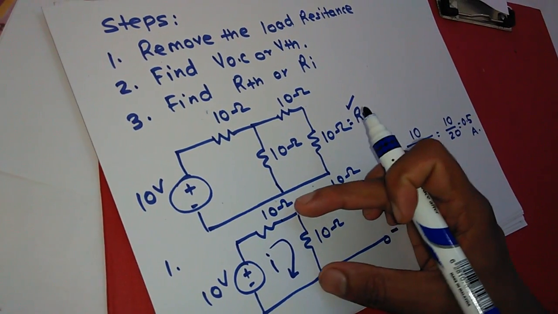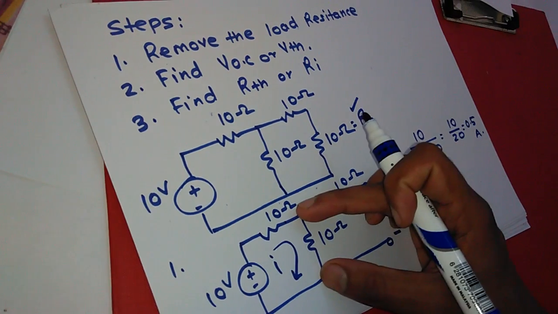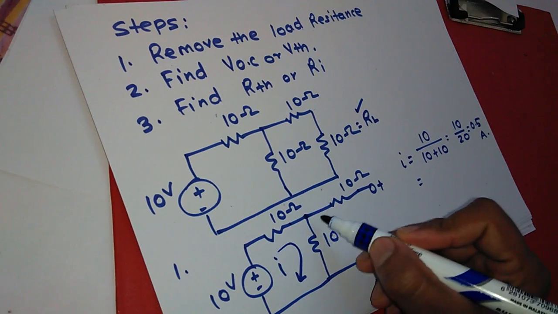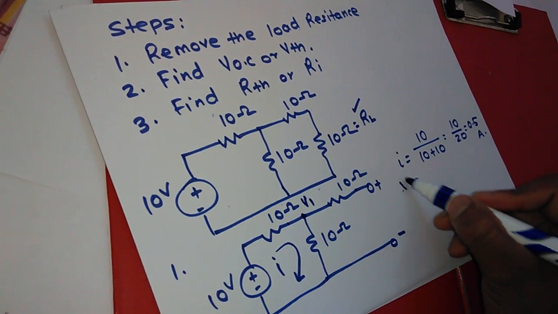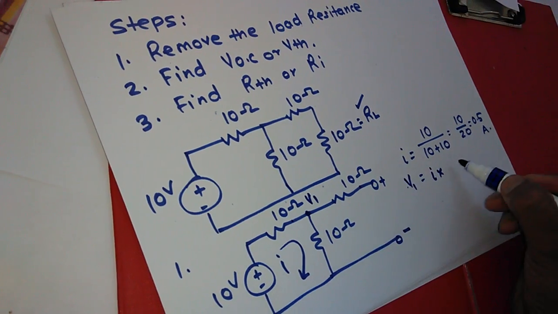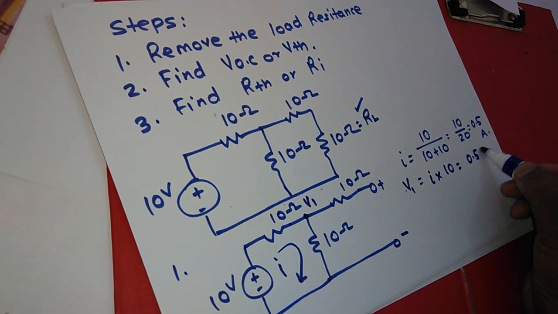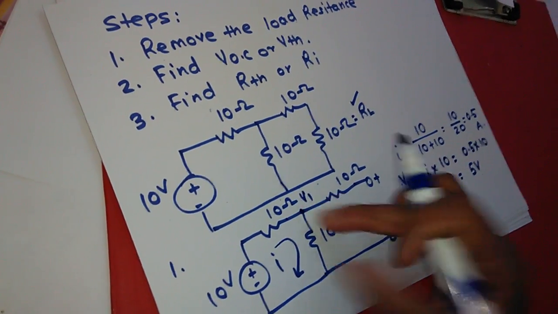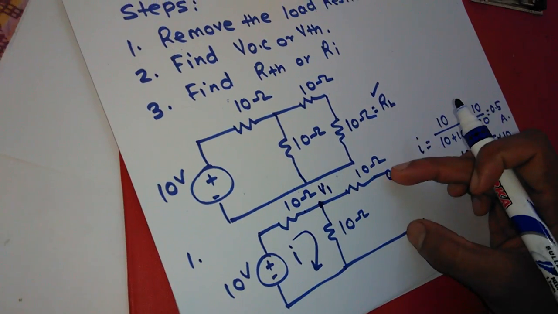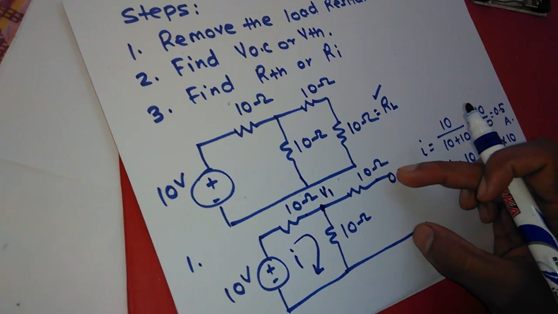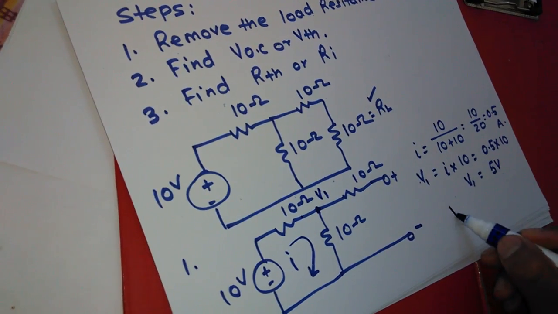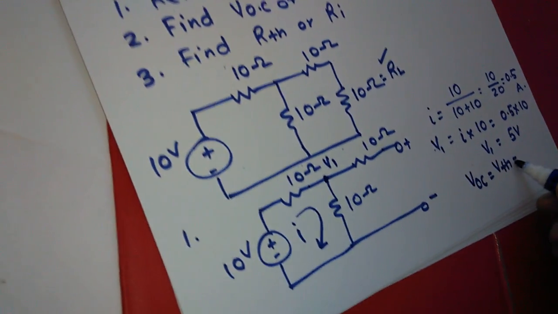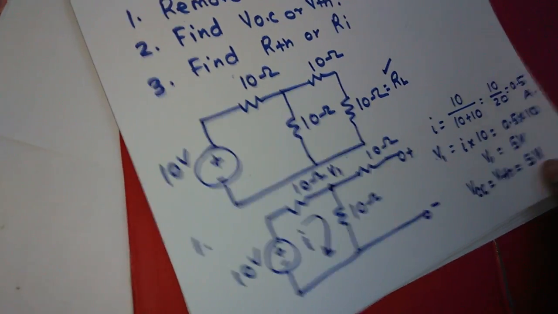So we can find out the drop across the 10 ohm resistance, and that will be V1. V1 is equal to I into 10, that is equal to 0.5 into 10, and that is equal to 5 volt. So V1 is 5 volt, and this 5 volt is across the open terminal of the circuit, so that is also called the open circuit voltage. So our open circuit voltage VOC, or the Thevenin voltage, is equal to 5 volt.